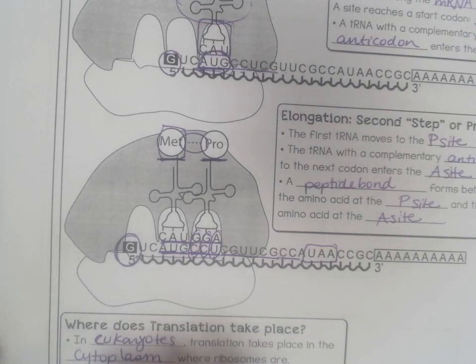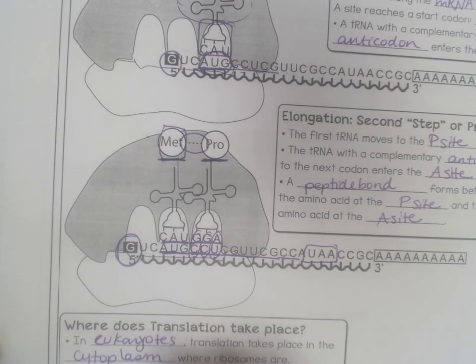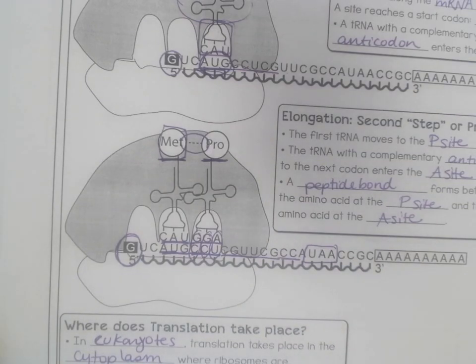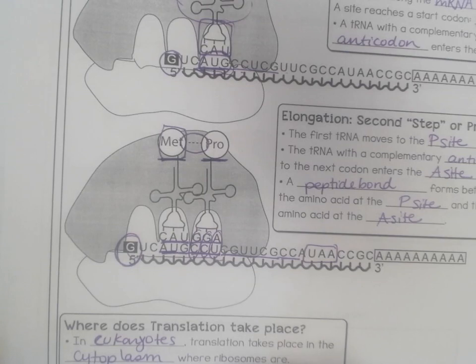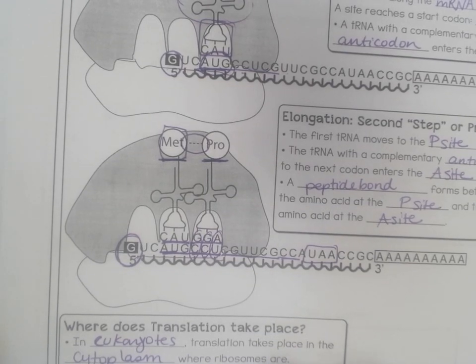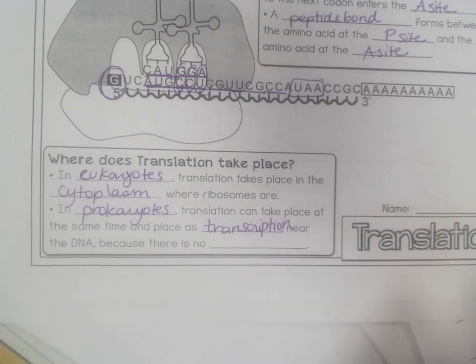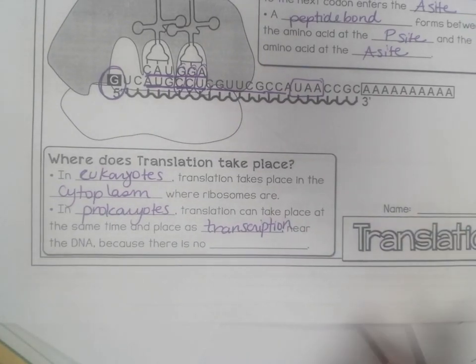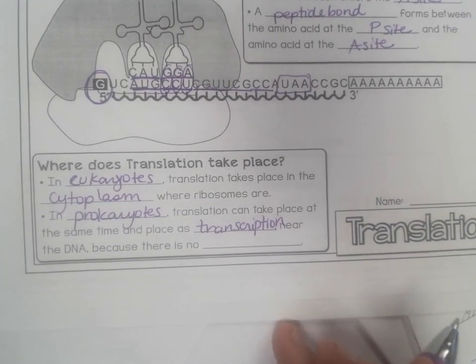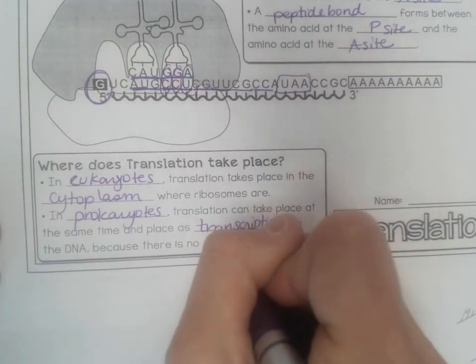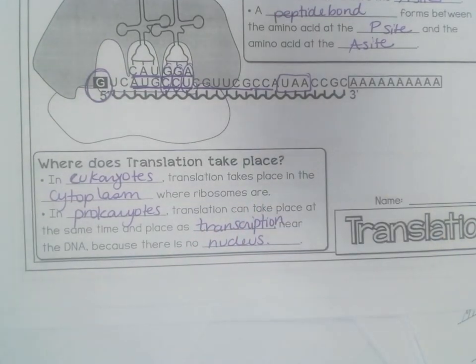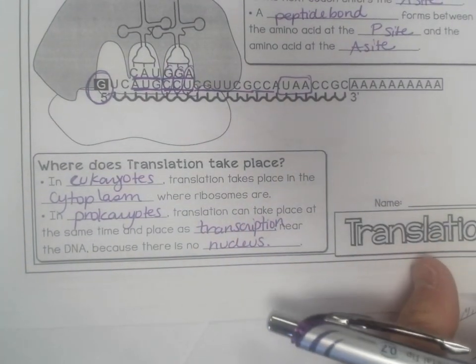In prokaryotes, it's a little bit different. Translation can take place at the same time and place as transcription. Let's move that up so you can see. Near the DNA because there is no nucleus. Okay, next page.